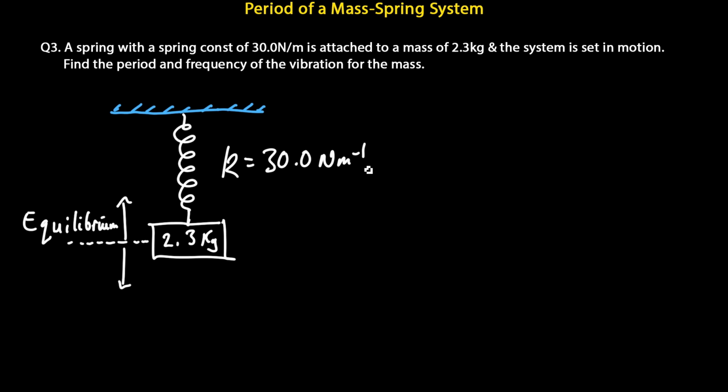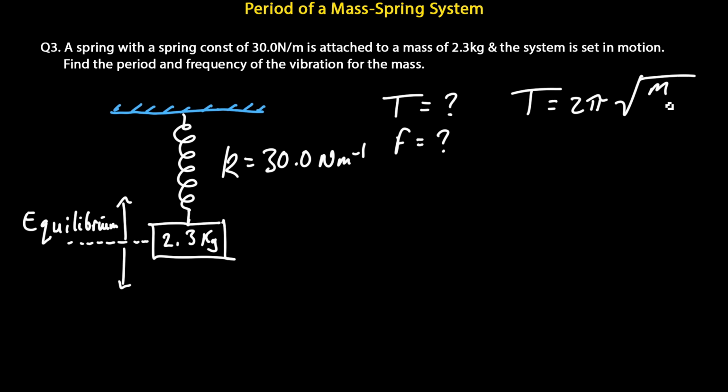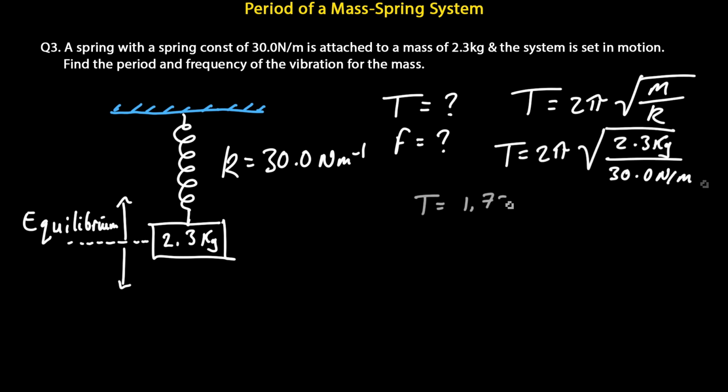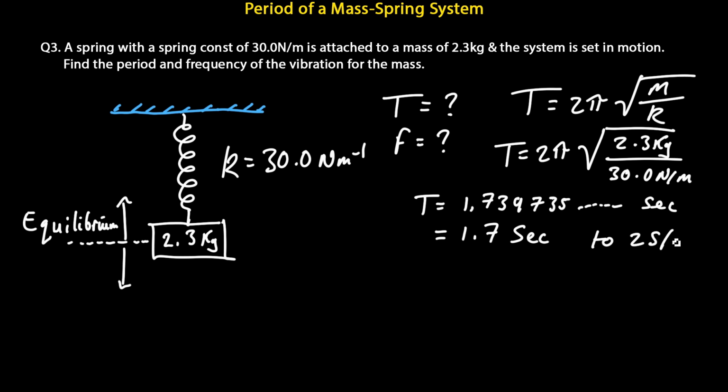Do you remember what our equation is for the period for this type of oscillator? The period is equal to 2 pi multiplied by the square root of the mass of the oscillator divided by the spring constant. If we plug in our values, we get a period of 1.739735 and so on. But because our mass is only accurate to 2 significant figures, our period can only be accurate to 2 significant figures as well. So our period rounds to 1.7 seconds.